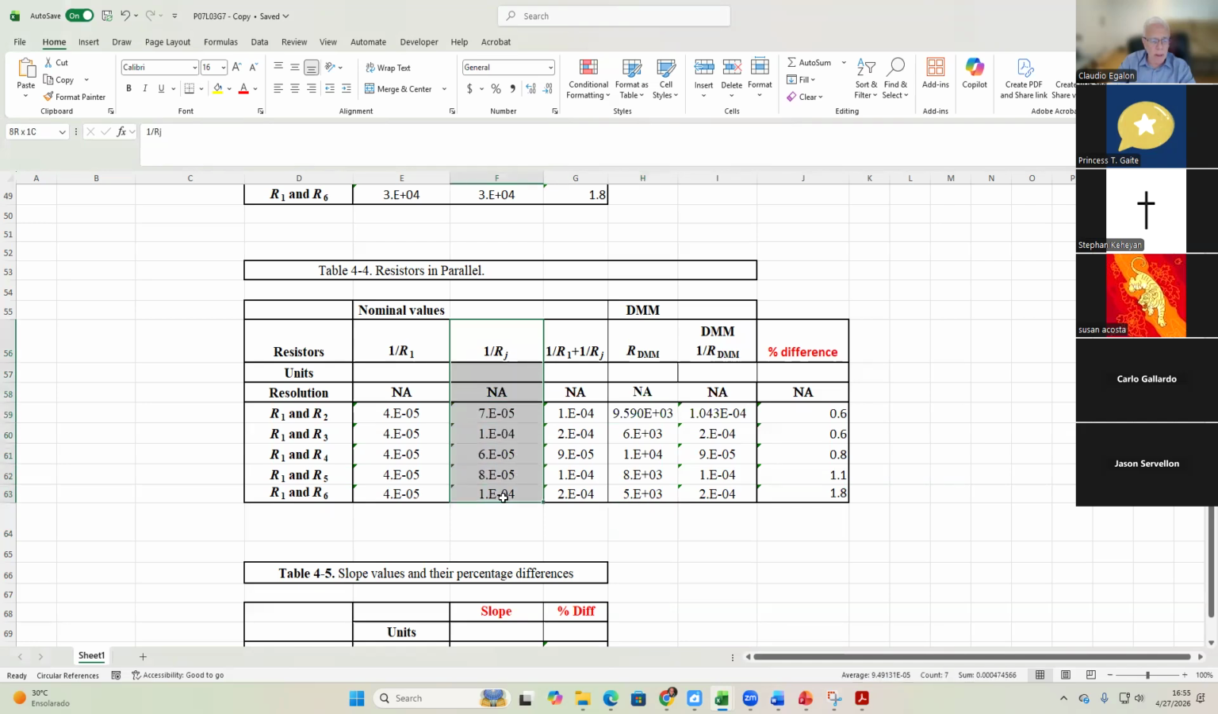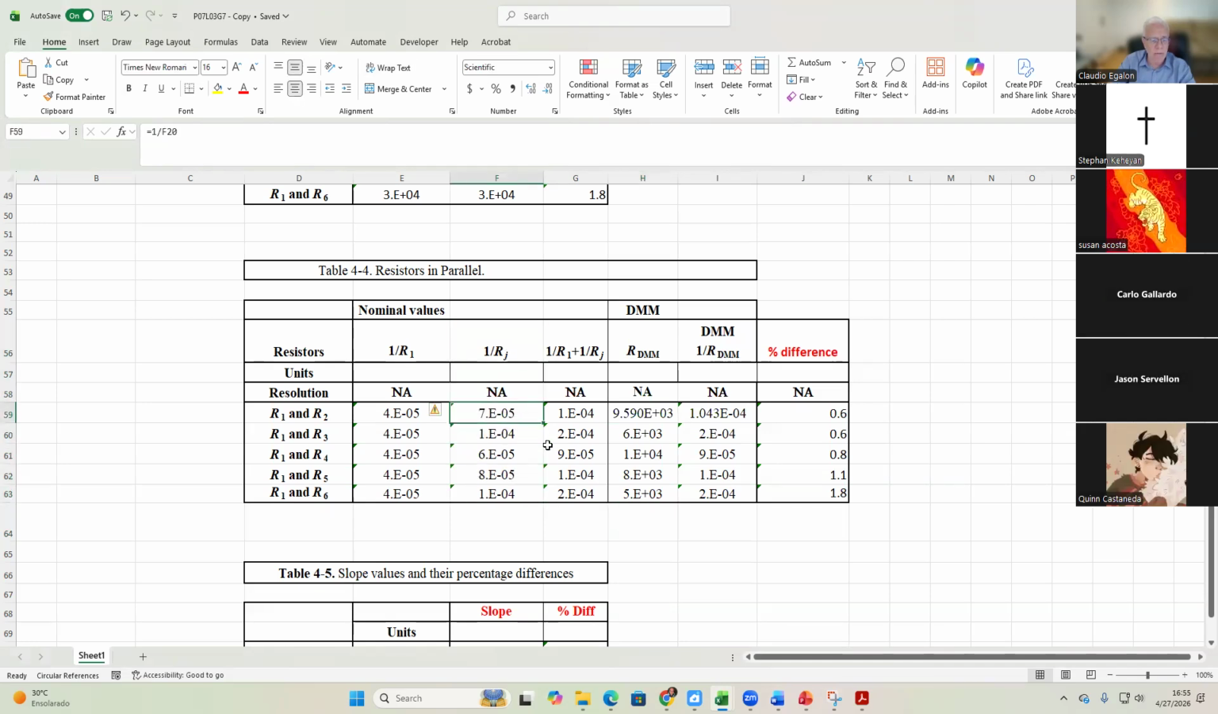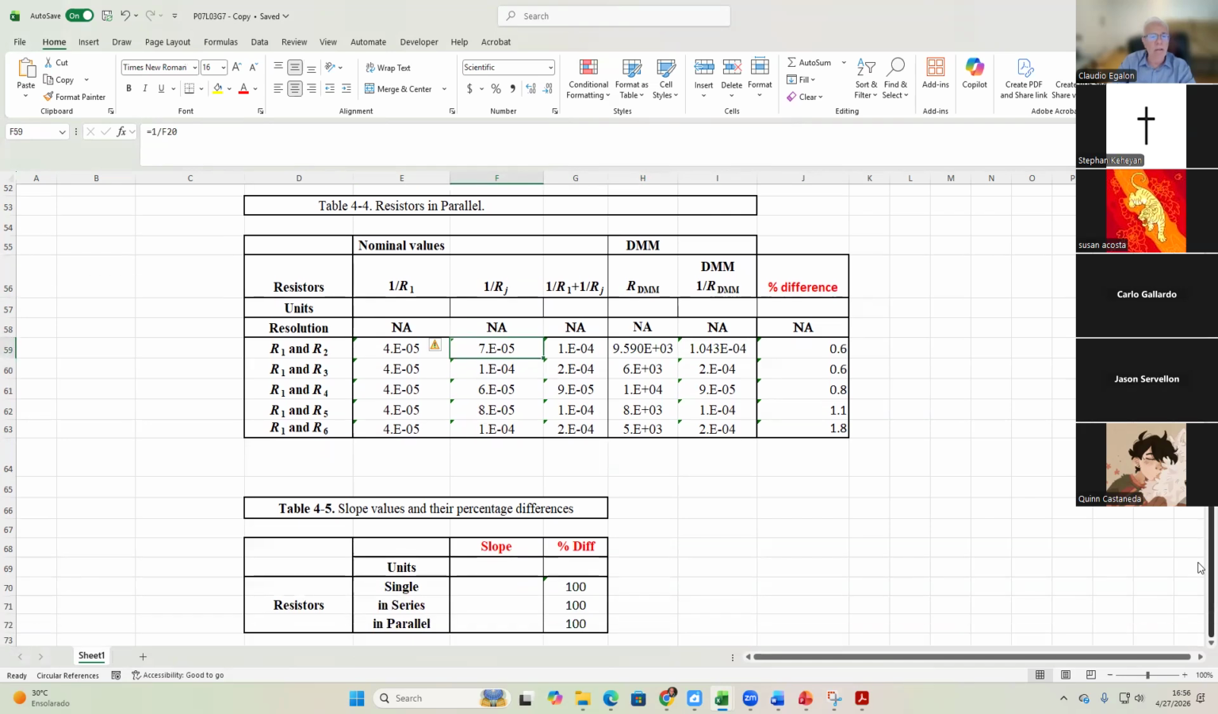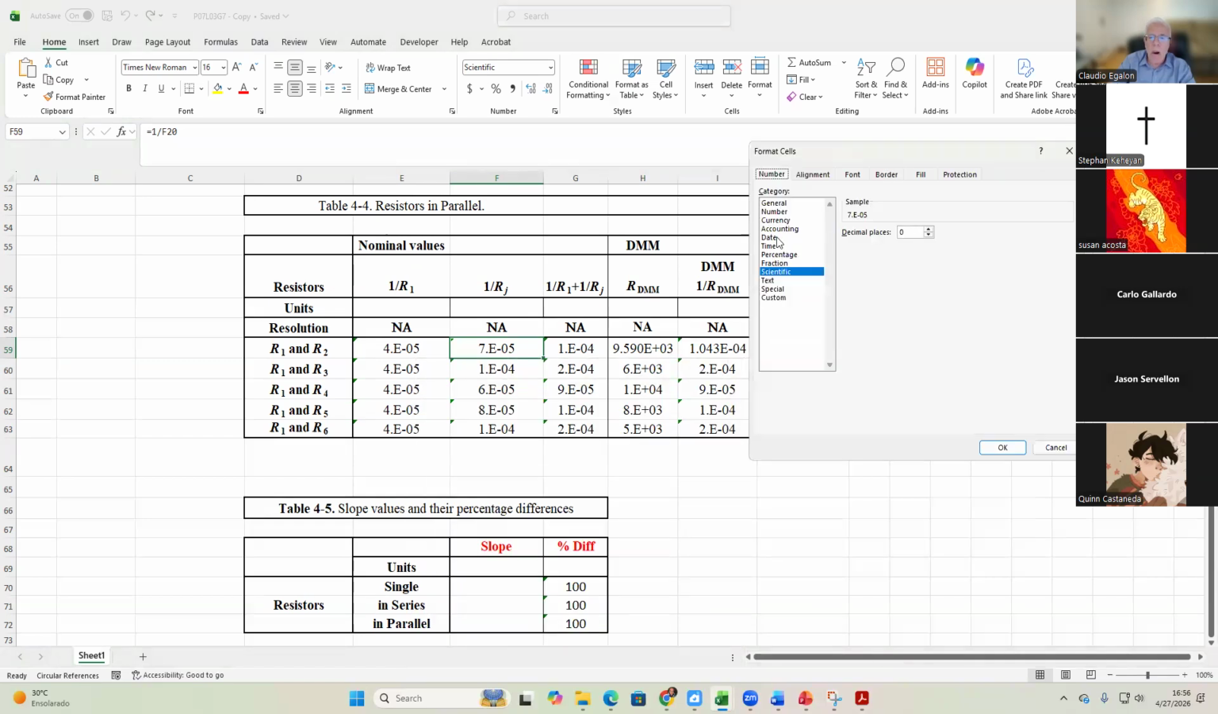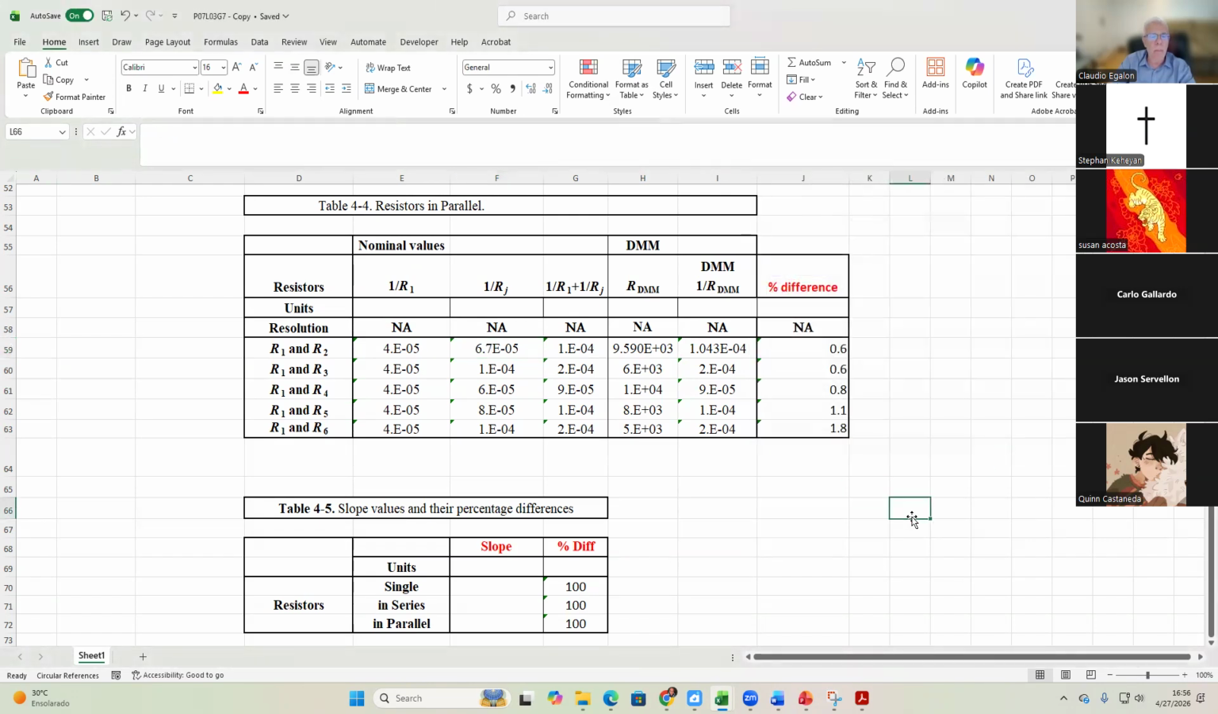Okay, for this one, you have to display also the significant figures, right? Yes. And because it's the nominal value, how many significant figures must the nominal value of the resistance have? It should be two. So the inverse of the nominal value should be two as well, right? There you go. Format cell. Let's do scientific, right? All you gotta do is add one decimal place.